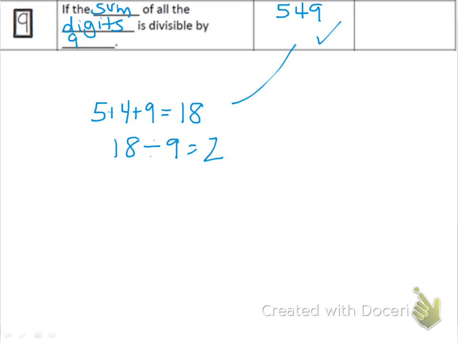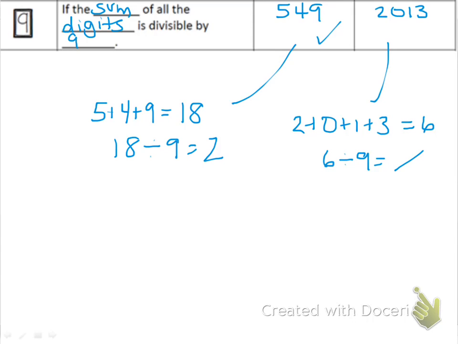All right, let's think about 2013. Is 2013 divisible by 9? We'll start by adding up our digits. 2 plus 0 plus 1 plus 3. 2 plus 0 is 2, plus 1 gives us 3, plus 3 is equal to 6. And 6 cannot evenly be divided by 9. It's smaller than 9. We're going to get a decimal answer. So that means that 2013 is not divisible by 9.